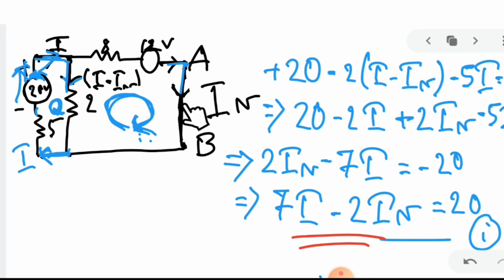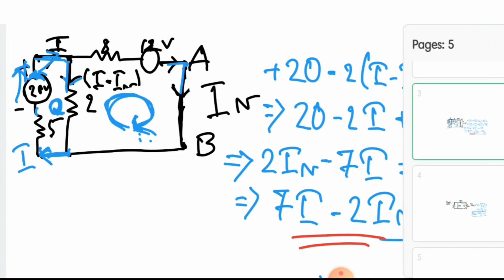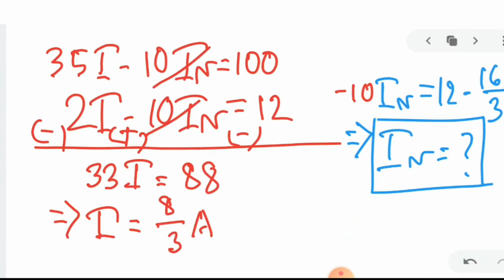In many questions you can also apply the current divider rule. So whatever you feel is easy to calculate the IN, you can use. I am applying KVL in this loop and then in this loop, so here we get two equations and find the IN.